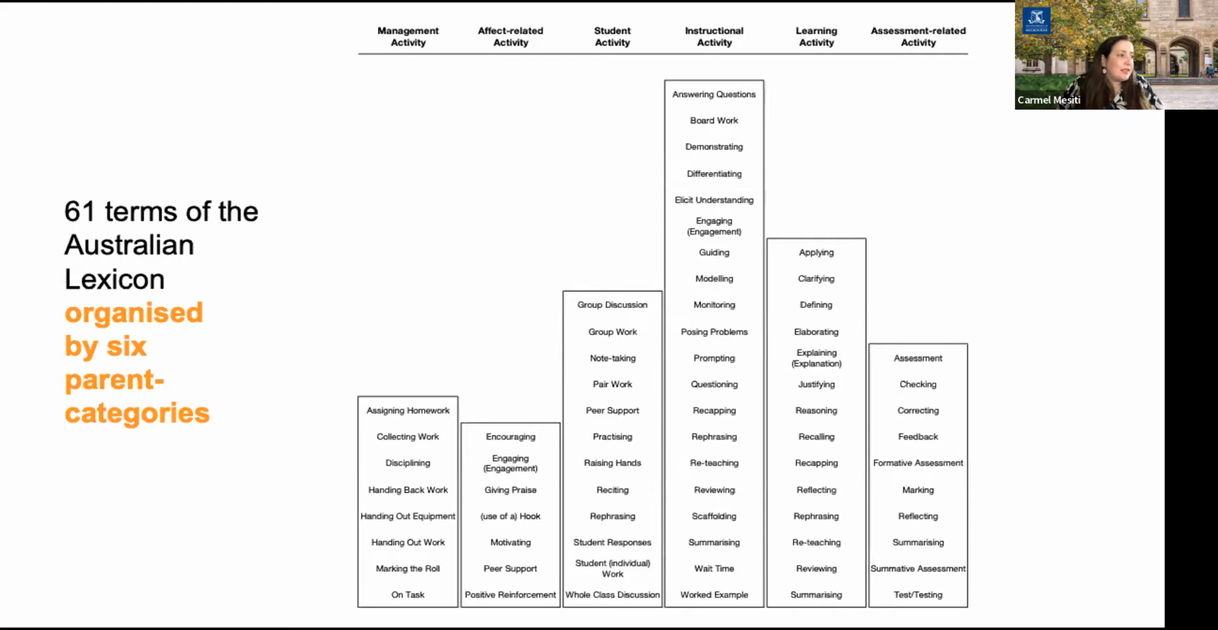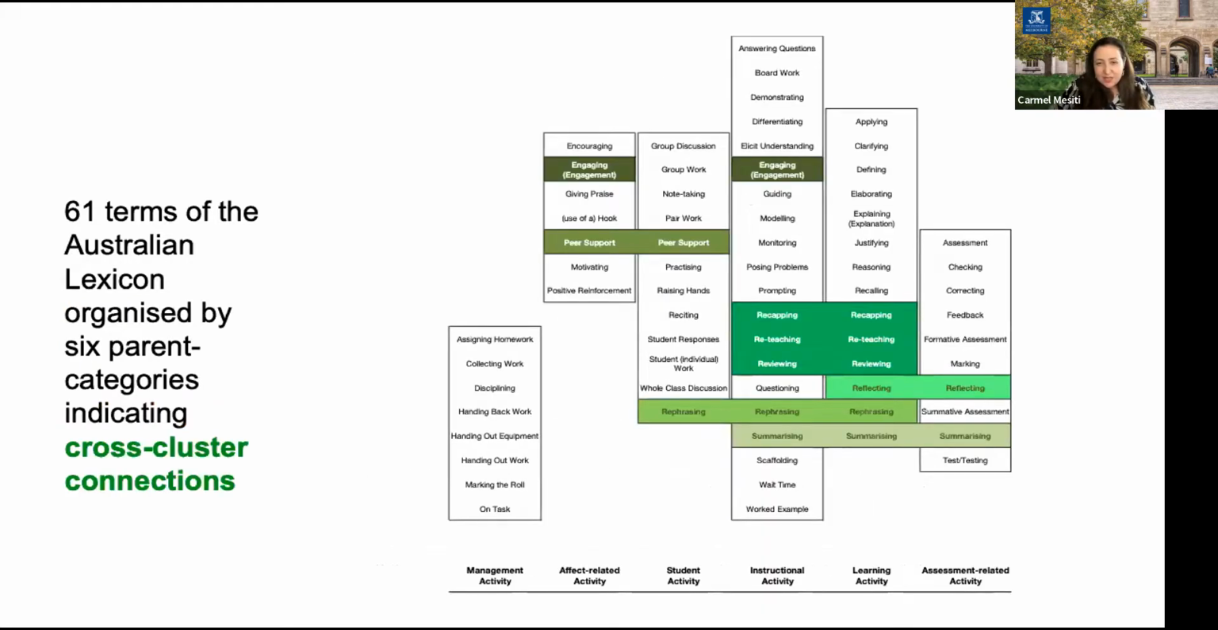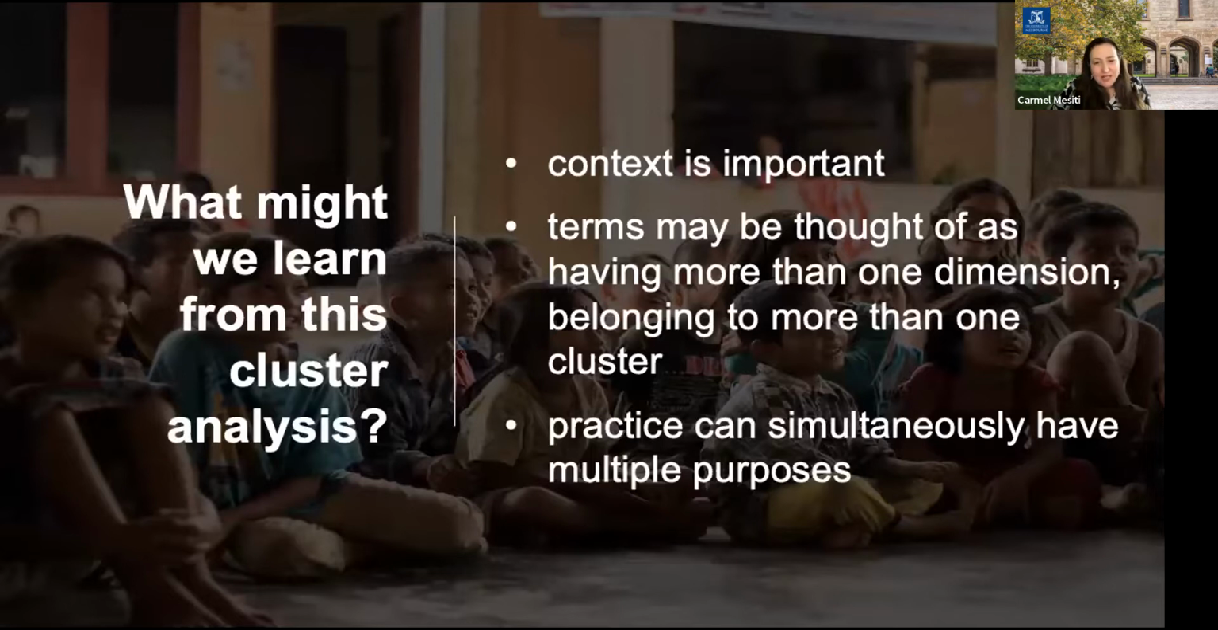Once I had a look at that, of course, there were cross-cluster connections, which actually meant that there were terms that appeared in more than one category. So again, this is a characteristic of the Australian lexicon and the Australian teacher and how they use or understand these terms. So when you see that there are terms across more than one cluster, I think what we learn from this is that context is important to Australian teachers, and that terms may be thought of as having more than one dimension, belonging to more than one cluster, as well as that practice can simultaneously have multiple purposes.